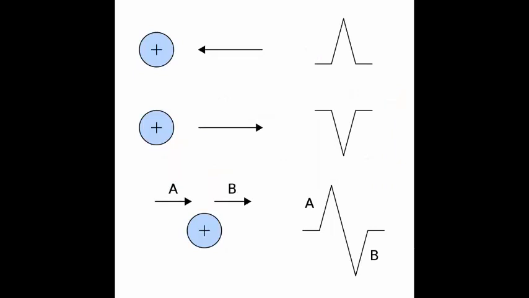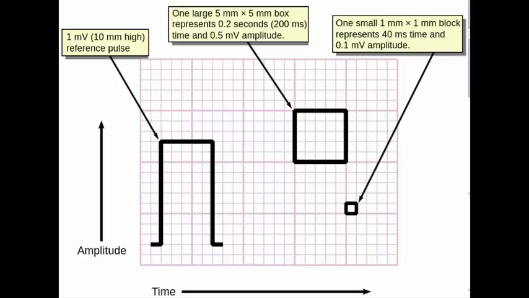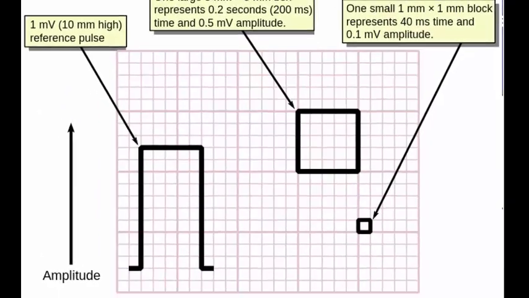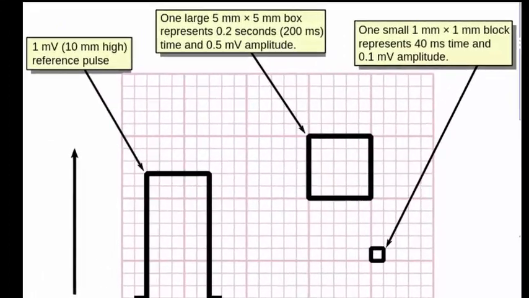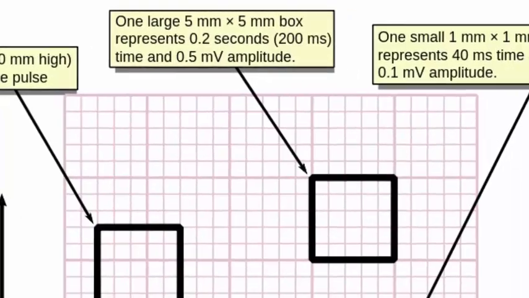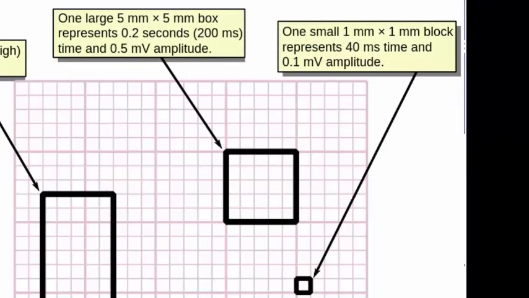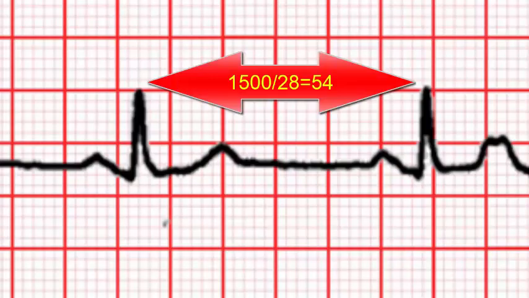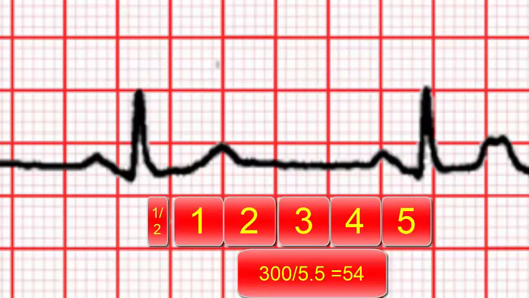Conventional ECG readings. Depolarization towards the electrode produces a positive deflection. Depolarization away from the electrode produces a negative deflection. Sensitivity of ECG: 10 mm is equal to 1 millivolt. Paper speed is 25 mm per second. Each large 5 mm square is equal to 0.2 seconds. Each small 1 mm square is equal to 0.04 seconds. Heart rate is equal to 1500 divided by the RR interval in mm, or 300 divided by the number of large squares between beats.